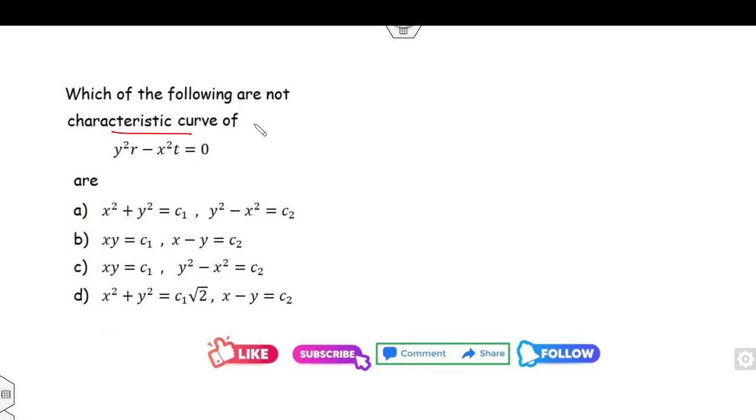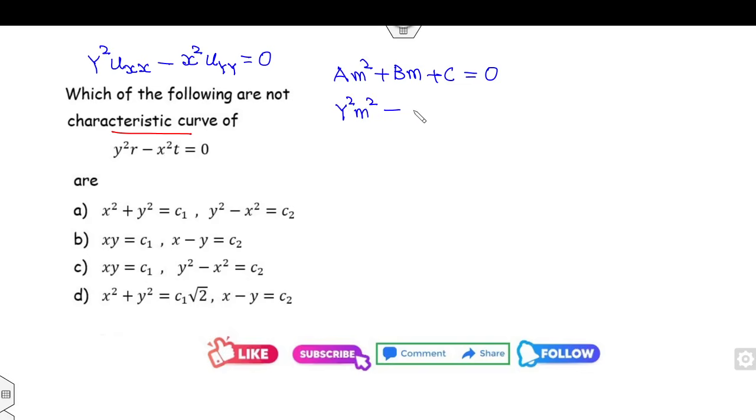Which of the following are not characteristics curve? Again, you have to write the equation. Fine. What is the A? What is the R? I can write this equation as U xx is my R. What is the T? It's a U yy is my 0. Fine. So now A is my y square, B is my 0, C is my x square. So what is my equation of the m? It is plus minus x over y. So what is the characteristics equation? Plus x over y 0, and second is a negative.